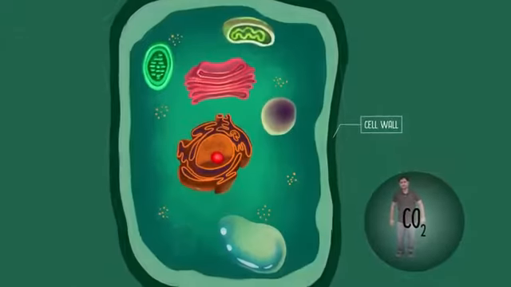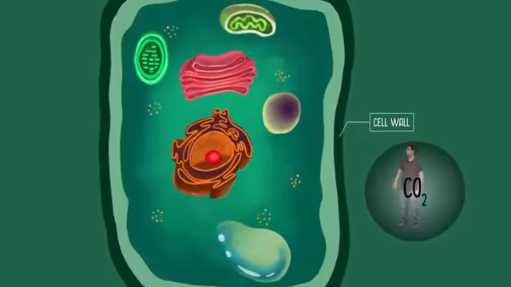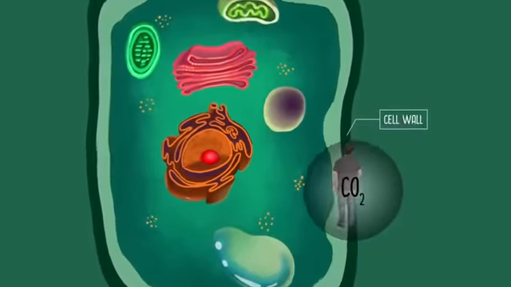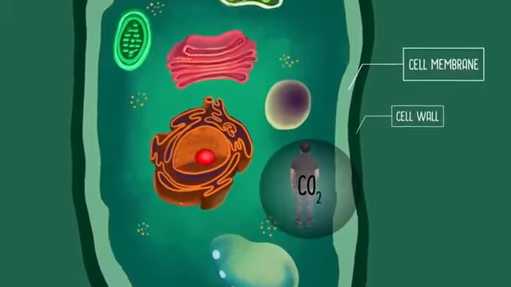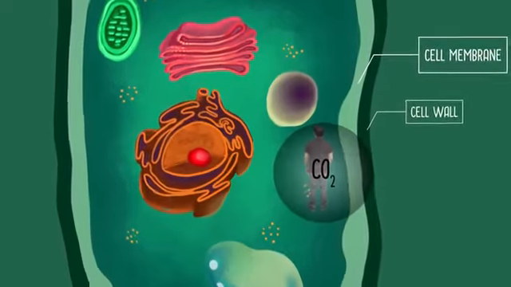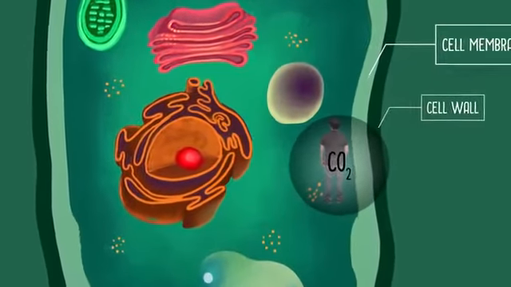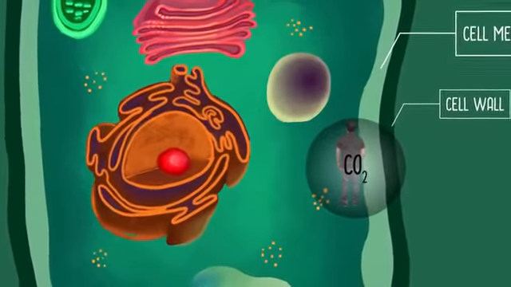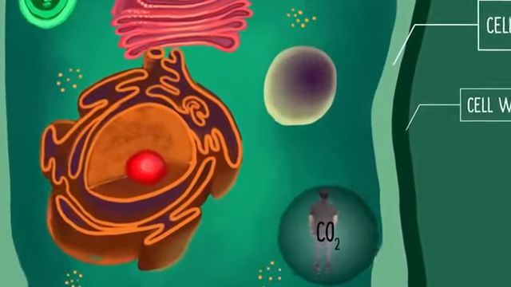What you see here is the cell wall. Go slightly inside, there you see the cell membrane, which encloses all the contents of the cell. This makes sure that the contents of the cell don't spill out. Now we've just entered into the cell.